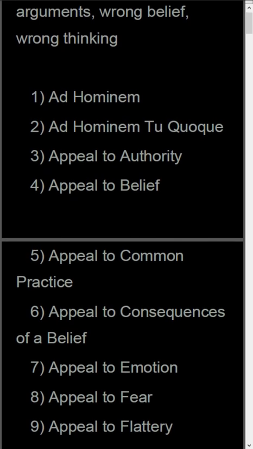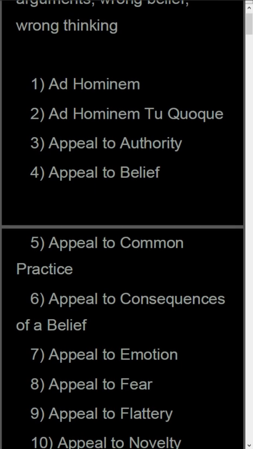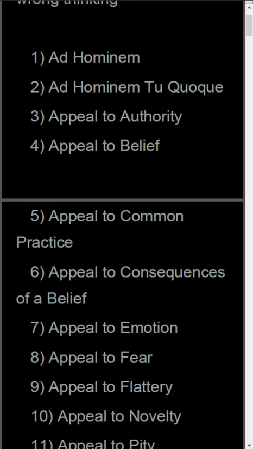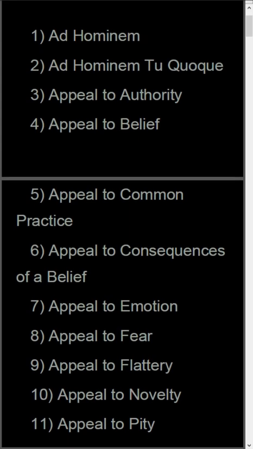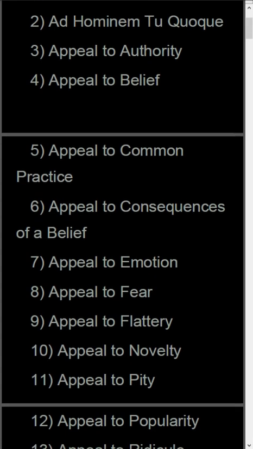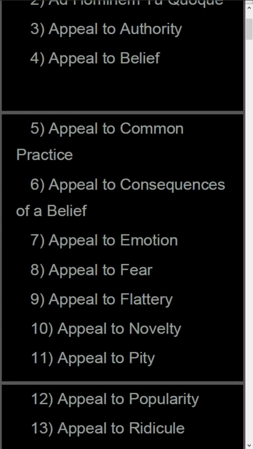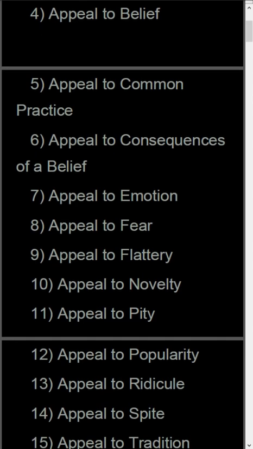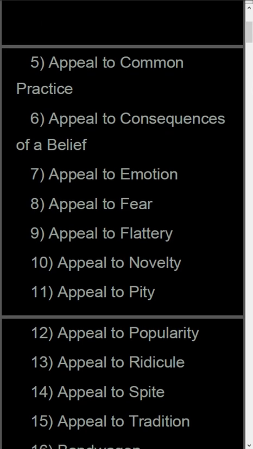1. Ad hominem. 2. Ad hominem tu quoque. 3. Appeal to authority. 4. Appeal to belief. 5. Appeal to common practice. 6. Appeal to consequences of a belief. 7. Appeal to emotion.